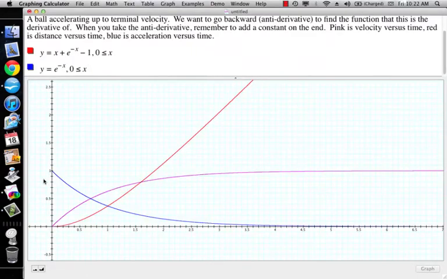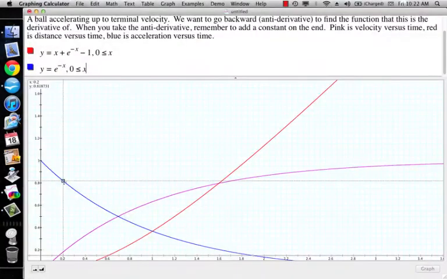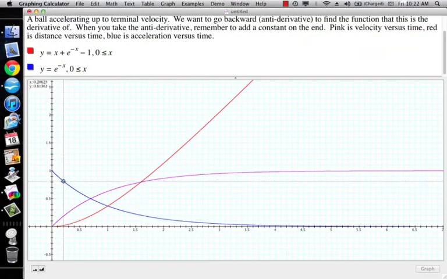Okay, so we're cutting off everything, cutting off all the negative numbers. So what I'm saying is that this object is going to start with an acceleration. This object starts with an acceleration of 1 and an initial velocity of 0 and an initial position of 0.